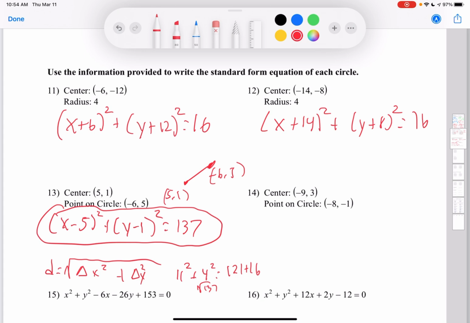Number 14, and again, first part is pretty easy, x plus 9 squared plus y minus 3 squared. My x value is changing, so the change in x is 1. The change in y is 4. So that's the square root of 1 plus 16, so the square root of 17. So that's just going to be 17.